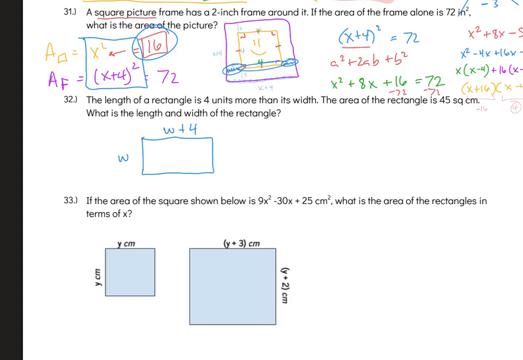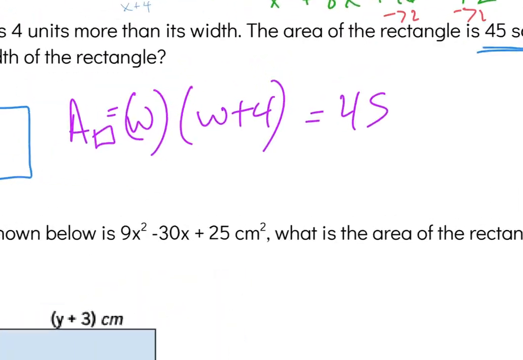So here we go. The area of the rectangle is 45. What's the length and the width? This is an easy problem because the area of a rectangle is the length times the width. And we are told that the area is 45. So just like this problem up here, we're going to simplify and solve.